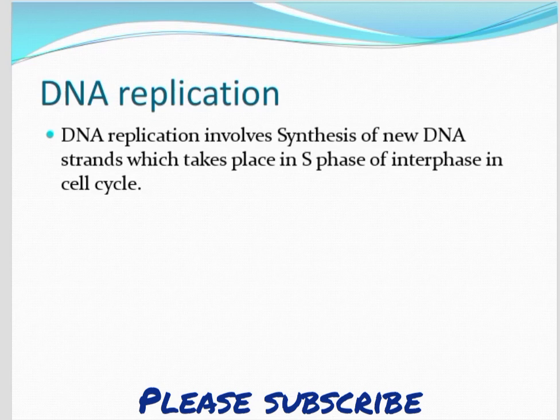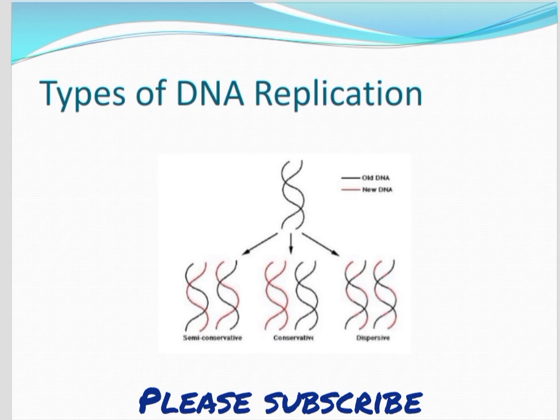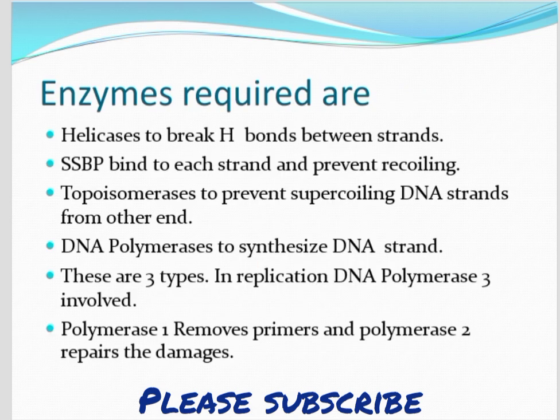Here, the DNA replication method is explained using three different types. The first one is semi-conservative, then conservative and dispersive. Among these, the semi-conservative is the most accepted method. According to this, the two parent strands separate and each acts as a template strand to synthesize a new DNA strand. Here you can see the old strand, and the new one is the synthesized strand in red color.